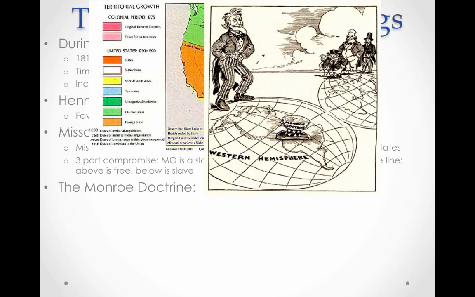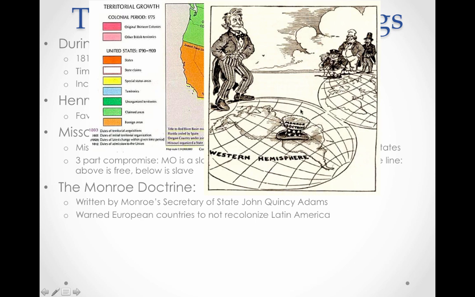All right, Monroe Doctrine. Everybody started the Monroe Doctrine. Very, very important. I'd be shocked if you didn't see this in some way, shape, or form. This was written by James Monroe's Secretary of State, John Quincy Adams, who becomes the next president. And it basically tells Europe, you stay over there, we'll stay over here. So it divides the world into two. And it warned European countries to not recolonize Latin America.